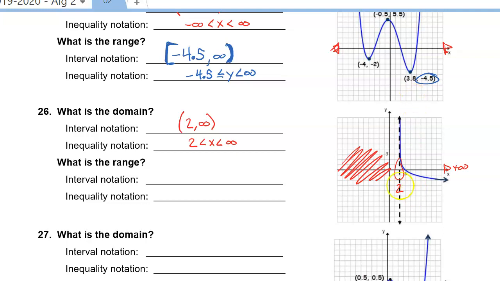For the range, how far down does this graph go? Well, this arrow is going over and down forever, so that goes to negative infinity. And this arrow signifies it goes up to positive infinity, giving us a range of negative infinity to positive infinity.